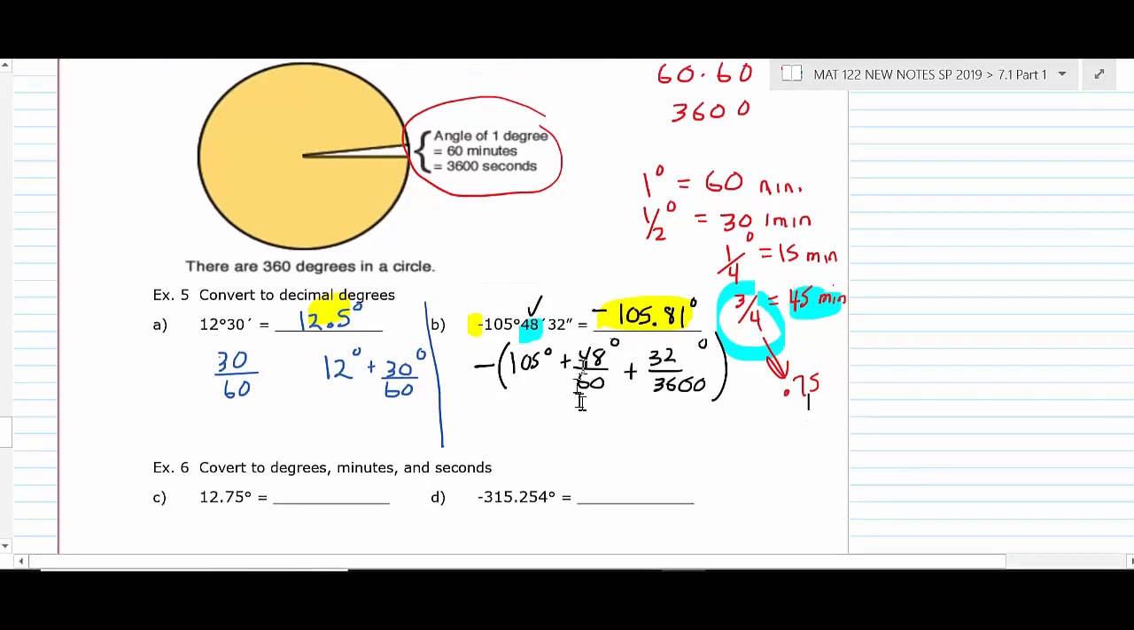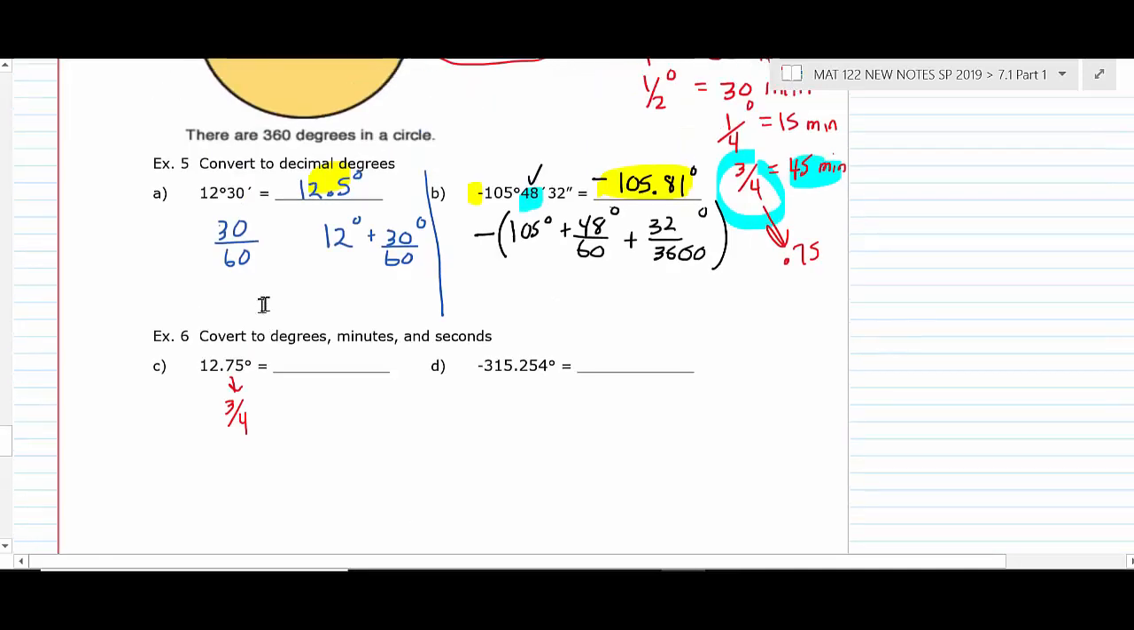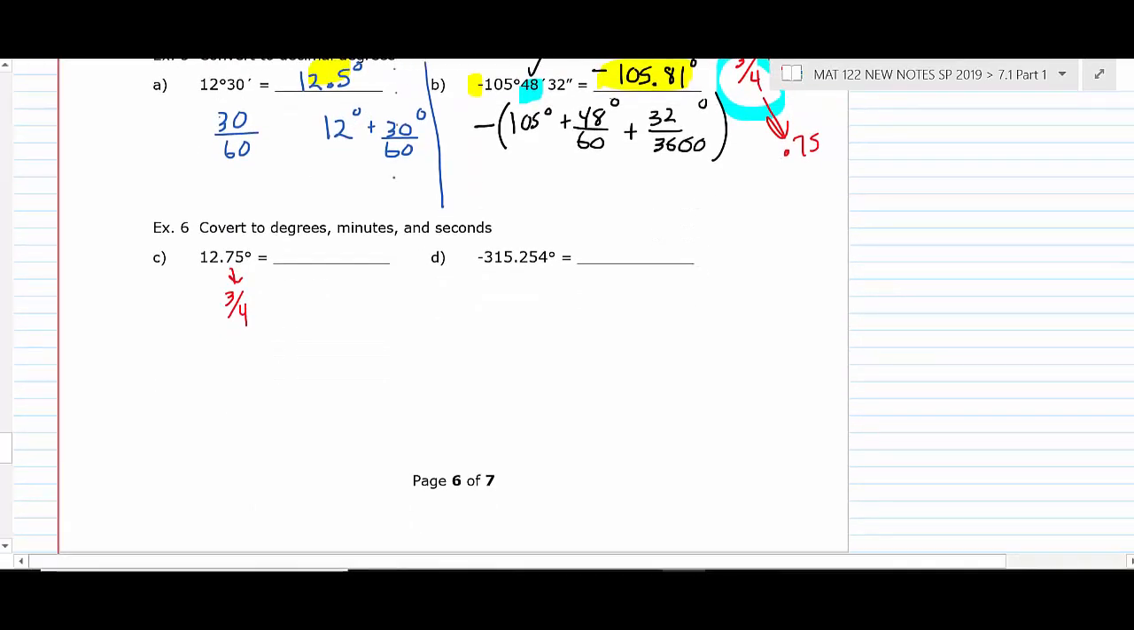Okay, now we're going to do this the other way. We can go from degrees to, or decimal to degrees, minutes, and seconds. Well, first of all, on this, 0.75 is 3/4. So we said 3/4 of that was 45. This is one that you could do in your head and just write your answer as 12 degrees, and then it would be 45 minutes, so you put the minute mark on there, okay?